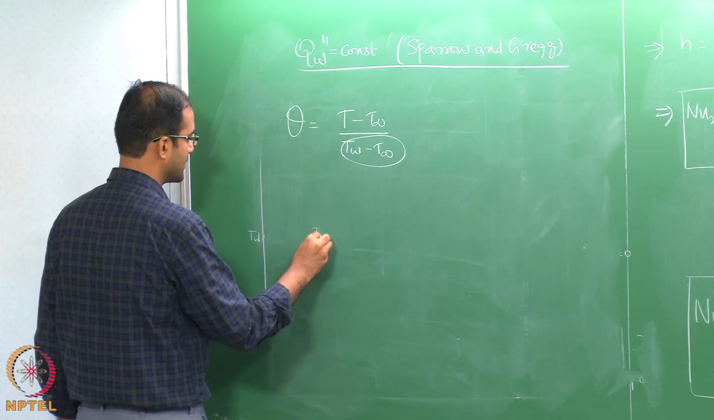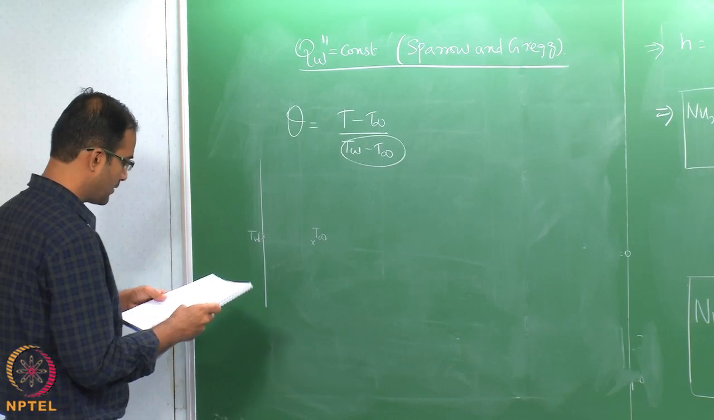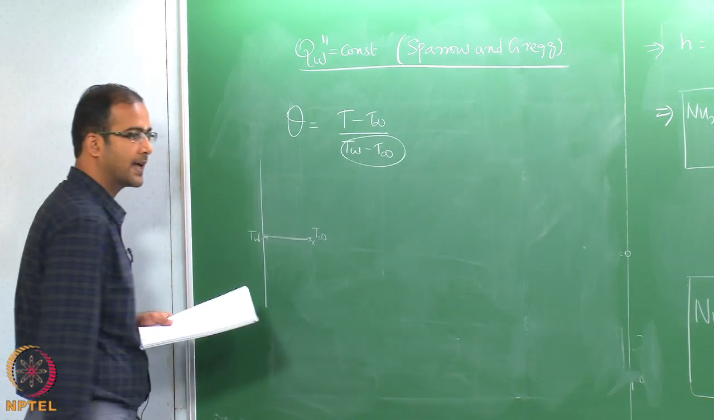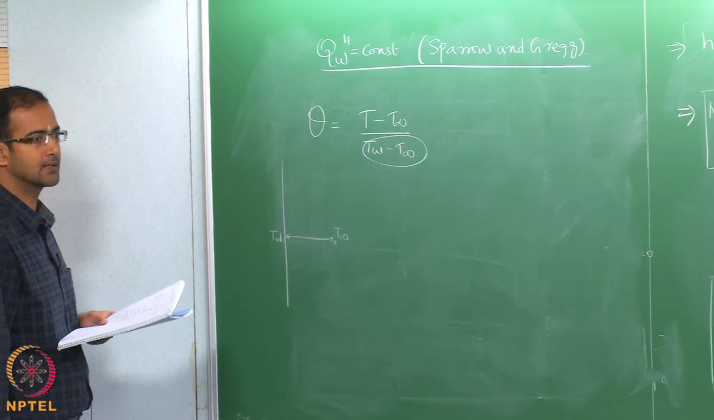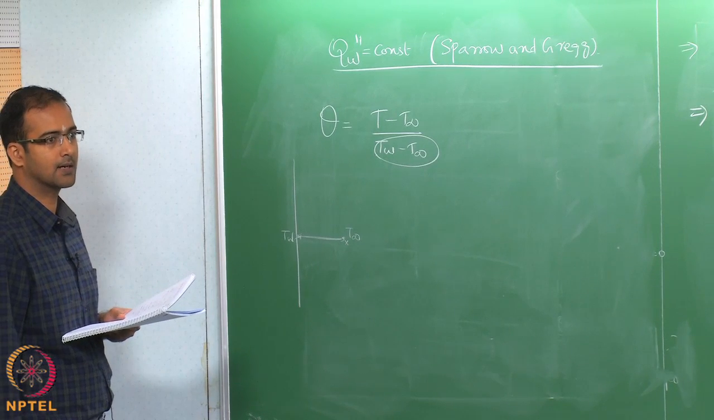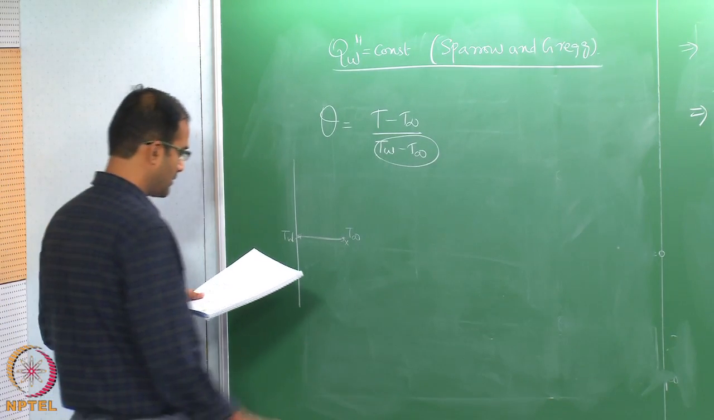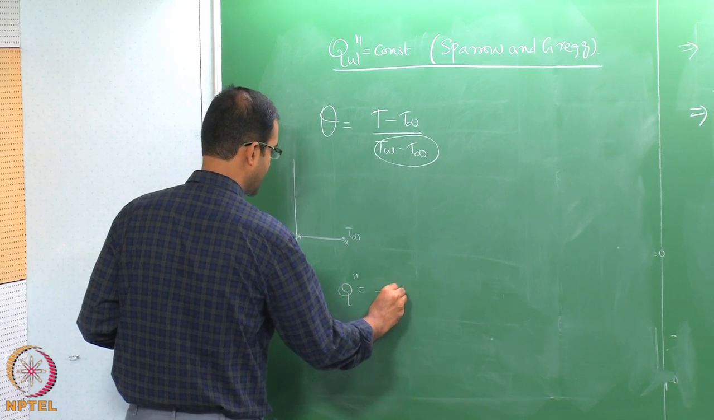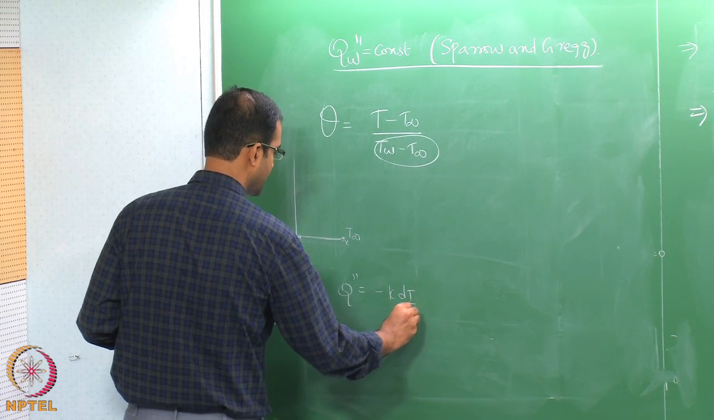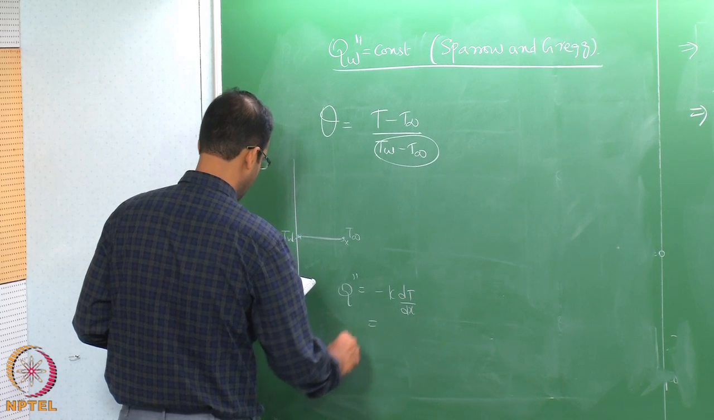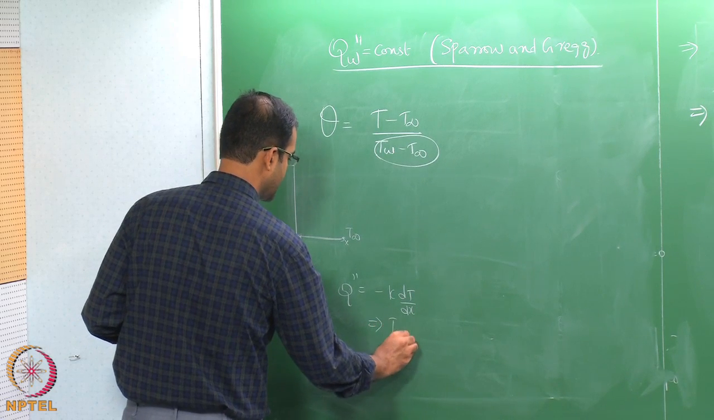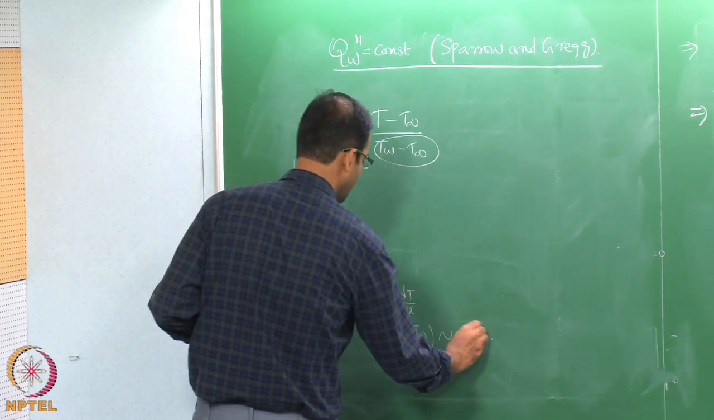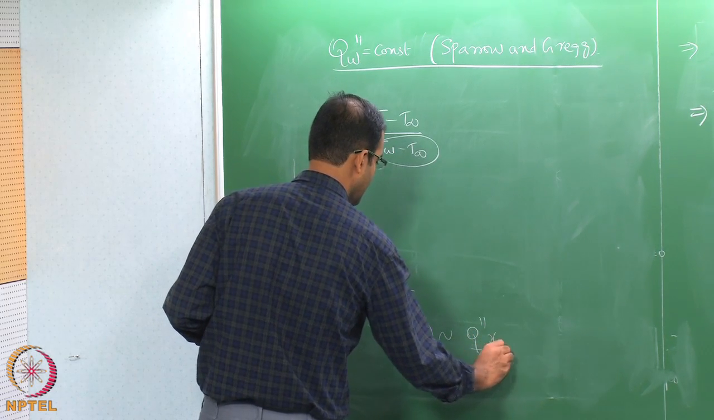So similar to the flat plate case, what we can do is assume this is your T wall, this is your T infinity, and therefore we can relate some kind of scaling to convert this temperature difference into heat flux using the Fourier conduction equation. So what we can say is that your q double prime is equal to minus k dT by dx. Therefore this can be written as T wall minus T infinity. The order of magnitude of this will be q double prime into x by k.